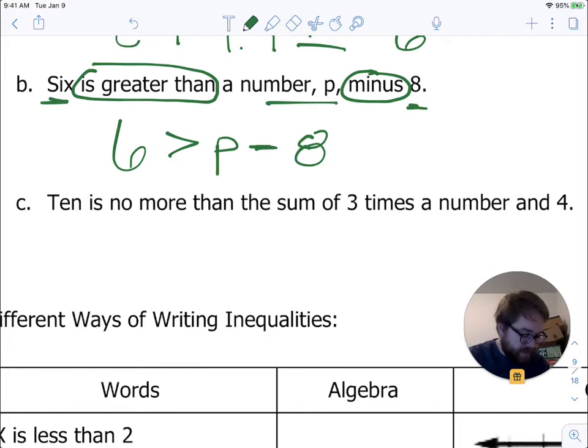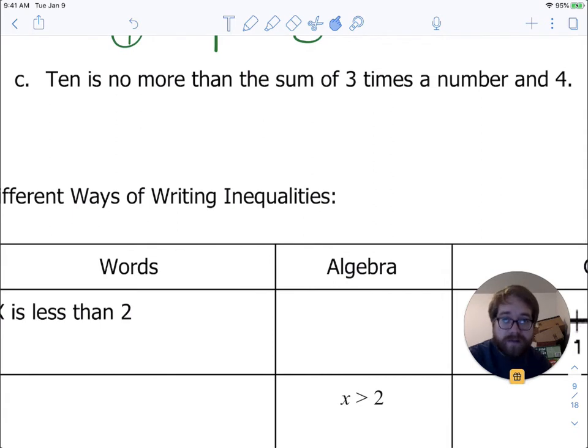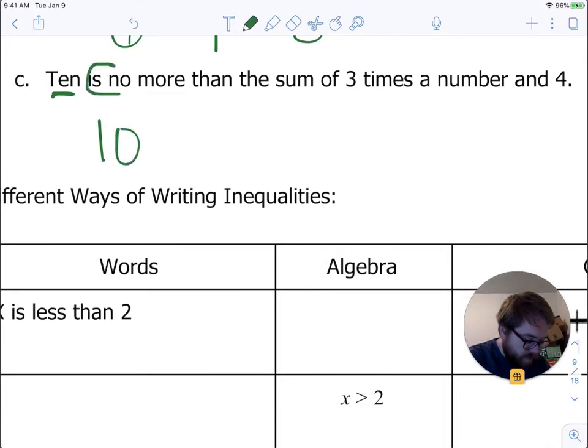All right, last one, C. 10 is no more than the sum of 3 times a number and 4. Okay? So we start with 10 is no more than. Okay, well that one's a little bit different. It doesn't say greater than or less than. What does that mean? Is no more than. Well, if you think about that, it's no more than something. That means it's not going to be bigger than that, right? 10 is no more than. So it's going to be smaller than whatever it is you're talking about. So if 10 is no more than, then that is less than.